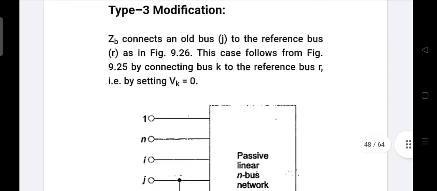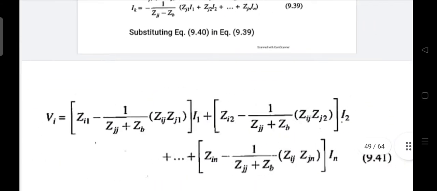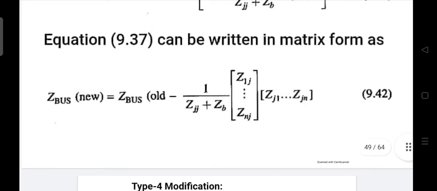For the third modification, we are connecting an impedance between an old bus J and the reference bus. In the first modification, we used the impedance of the new bus and the reference bus. Here we are adding an impedance between the old bus and the reference bus. So it will give us the impedance like this: Z bus old minus 1 upon the jth bus impedance plus the impedance we are adding, times the column and row of that jth bus.